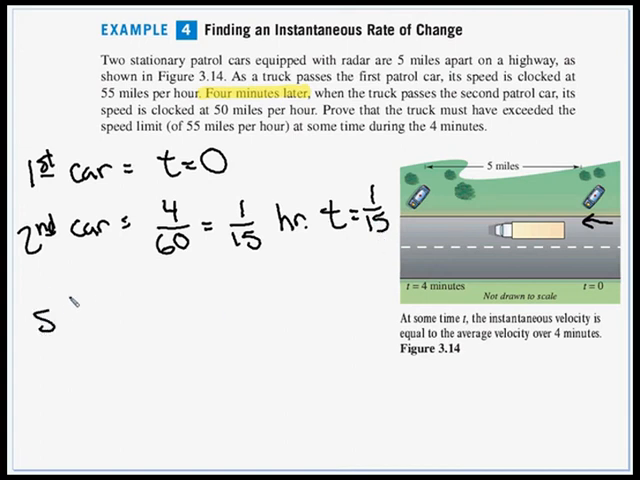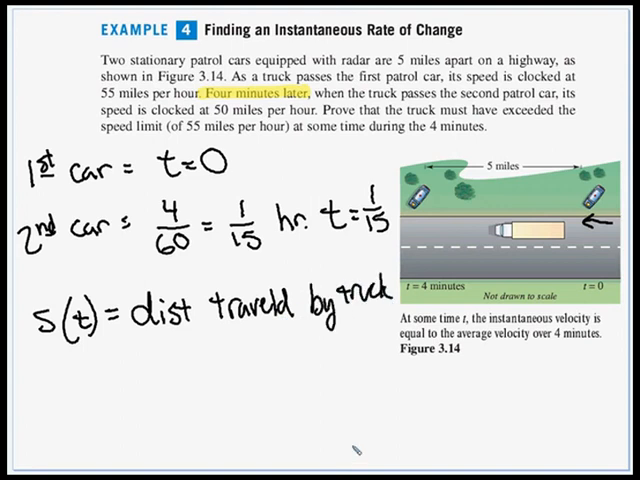And we'll use s of t as our function. Our function is s for time t, and that's just going to be the distance traveled by the truck. Okay, so let's find the endpoints of this interval. So s of 0, when the problem begins and the truck is passing the first squad car, time is 0, and as far as the problem is concerned, we've traveled a distance of 0 miles. So s of 0 is 0, or the left endpoint of the interval is 0, 0.